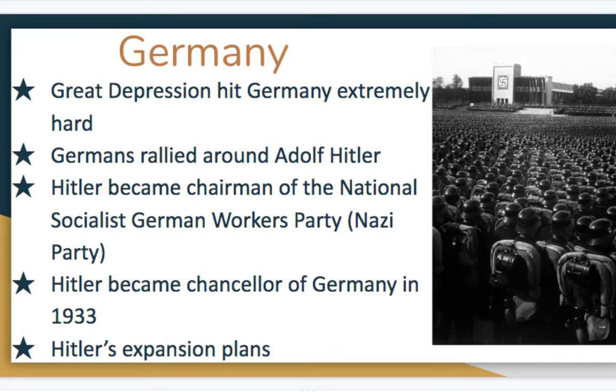He's going to become the Chancellor of Germany in 1933, and a Chancellor is somebody who's close to a prime minister or a leader. And he's going to have many expansion plans. Now, I'm not going to go into great detail about him because there's a lot of stuff in the book about it. But one thing that I'll say is he was an Australian-born man. He came to Germany.